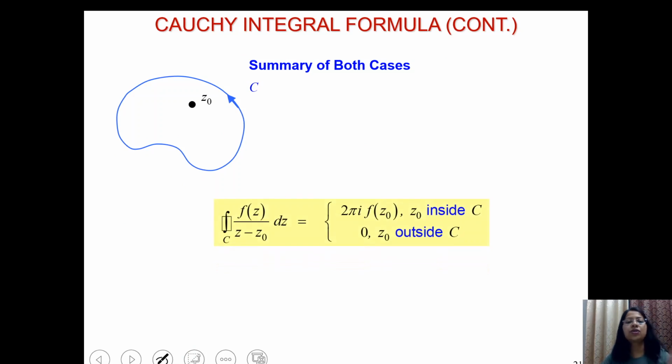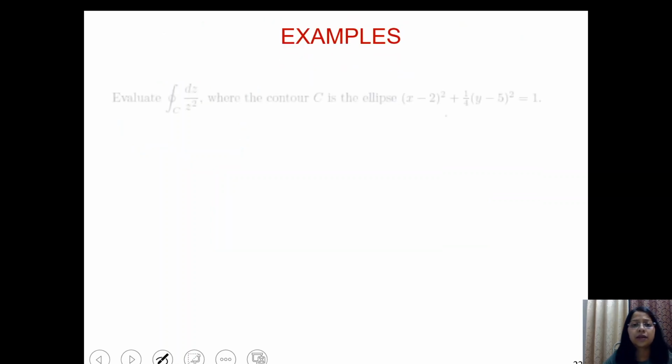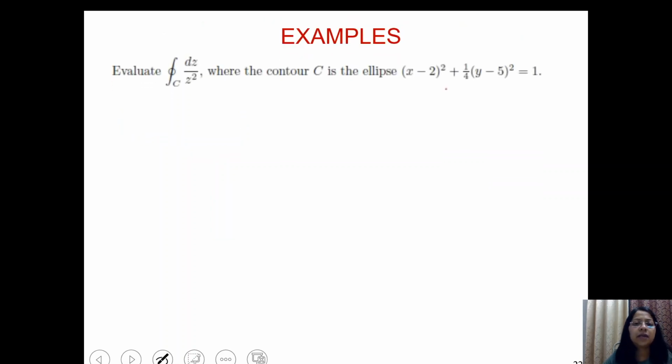Here, in short, I have shown the summary of both cases. The value of the integral of f(z) over z minus z0 is 2 pi iota f(z0) if z0 is inside the closed curve C along which the integral is taken, and it is 0 if z0 is outside C. Let's solve some examples based on this.